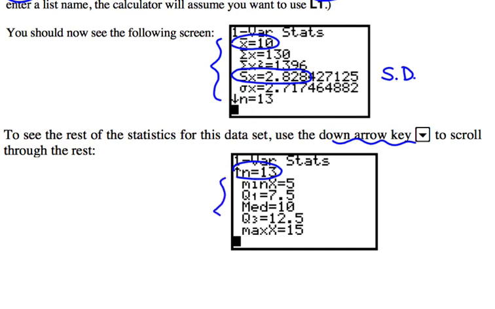And then these 5 numbers are your 5-number summary. They should look familiar to you. The minimum, quartile 1, median, quartile 3, and maximum.